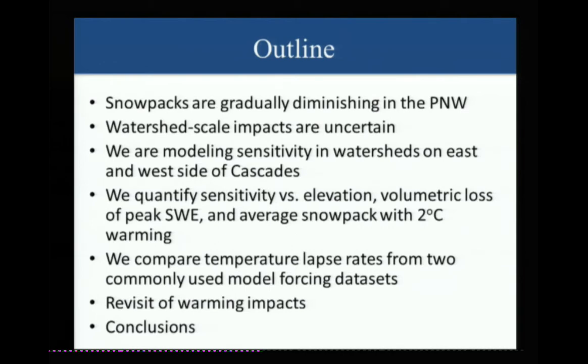We're then going to also look briefly at temperature lapse rates, so the rate at which temperature is changing with elevation in the model forcing data that we use to run our model, and then revisit the impacts in light of the differences in the temperature lapse rates in the gridded forcing data to look at how that impacts the conclusions we draw about the sensitivity.